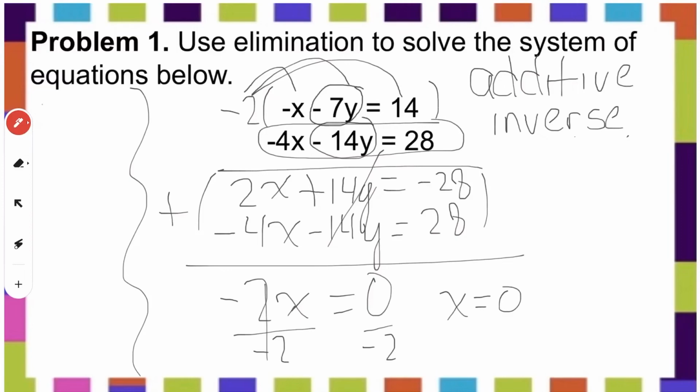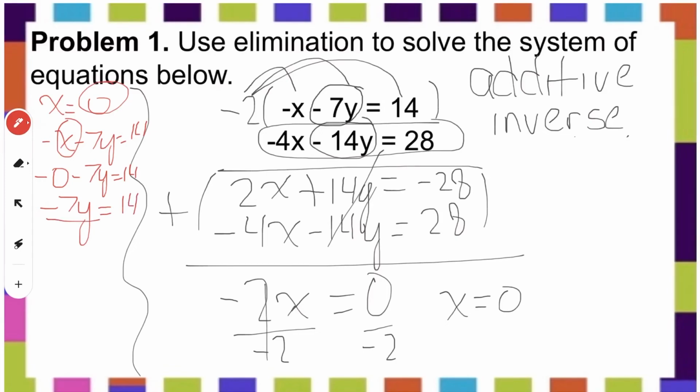Alright, so we know that x equals 0. And we know that negative x minus 7y equals 14. And now we want to solve for y. We know that x equals 0, so we're going to take that 0, substitute it, and place it as x down here. So we have negative 0 minus 7y equals 14. We could rewrite it without the 0 because 0 plus anything is itself. So we have negative 7y equals 14. Divide your coefficient on both sides. Because we're solving for y, we have y equals 14 divided by negative 7, which is negative 2.